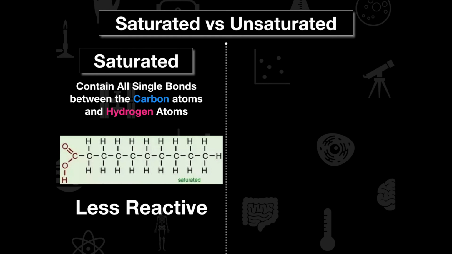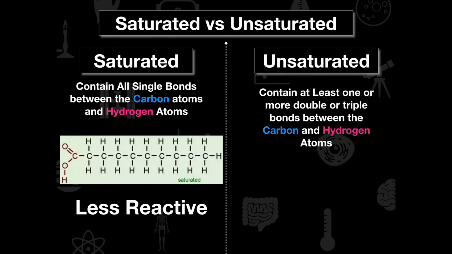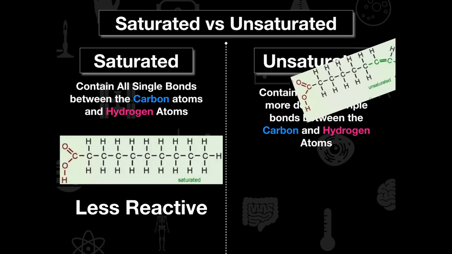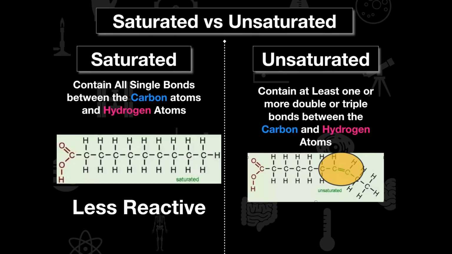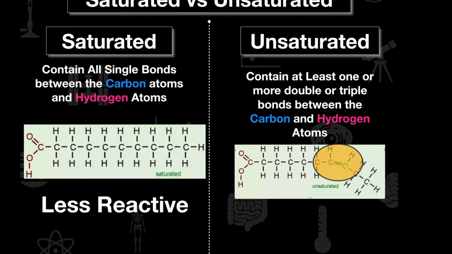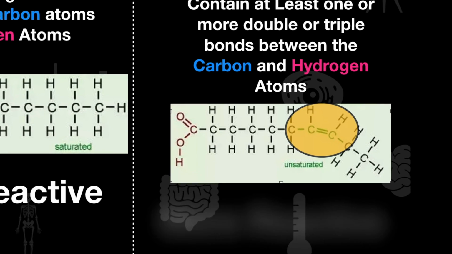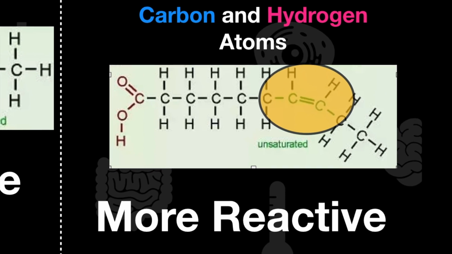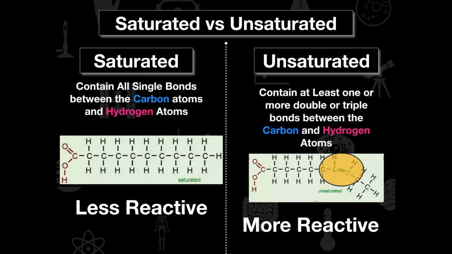Now let's say I was looking at an unsaturated hydrocarbon here. Well, in this case, this contains at least 1 or more double or triple bonds between the carbon and the hydrogen. So if I'm looking at this image here, what I can see is I have a double bond. And this is going to create a kink. It's not a perfectly straight chain of carbons now. Because of that, when you pile these molecules on top of each other, they're not going to sit perfectly flush in whatever medium that they're in. This makes them more reactive, and it makes them unsaturated.